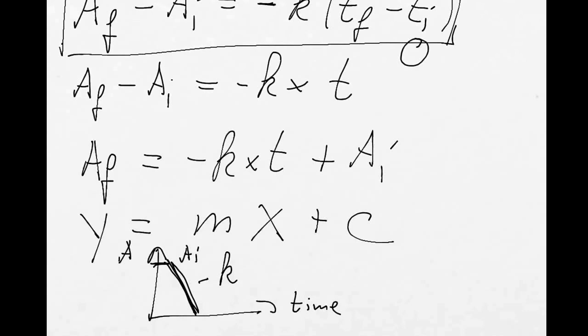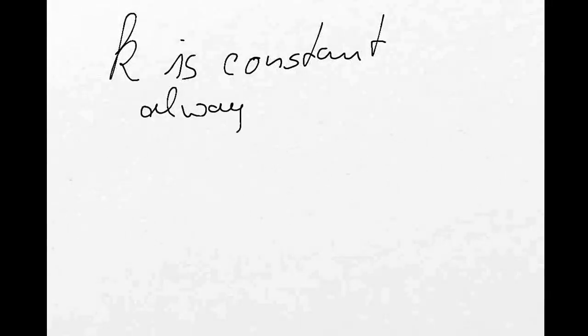Just a quick thing about this k guy. k is a constant, and k is always positive. A negative k is not really something you can imagine. So k is always positive.